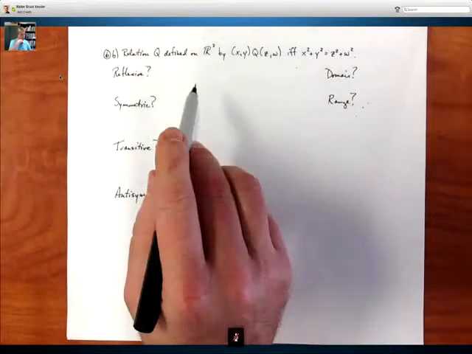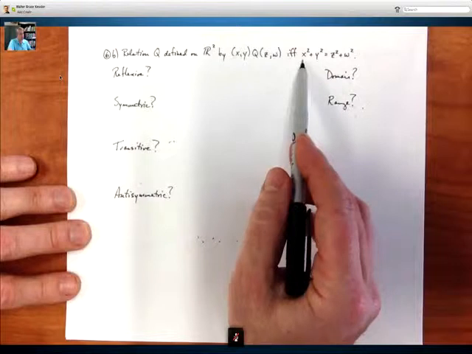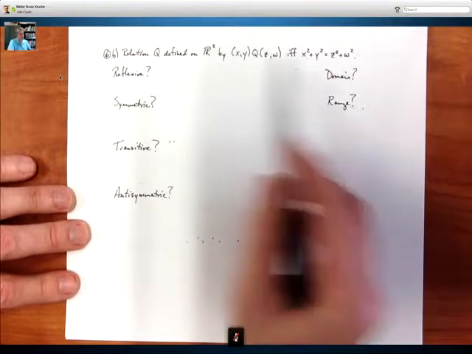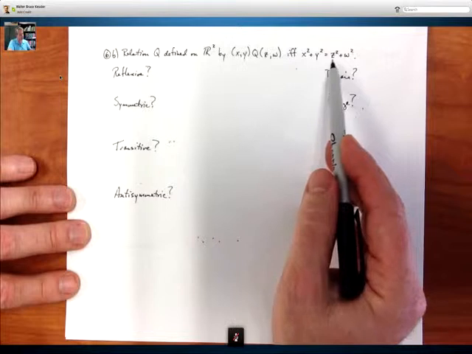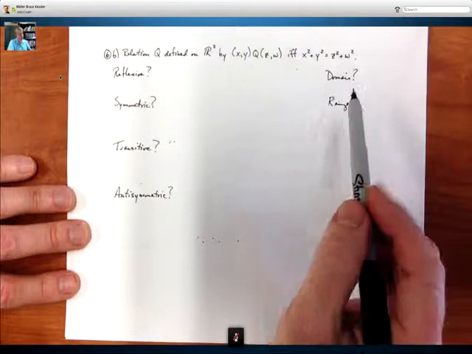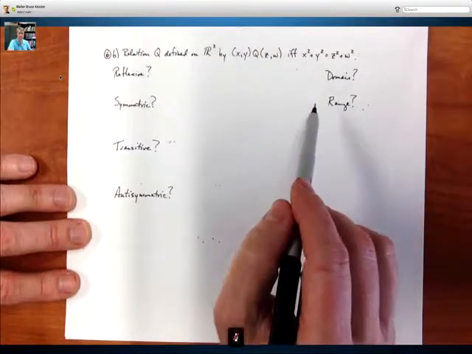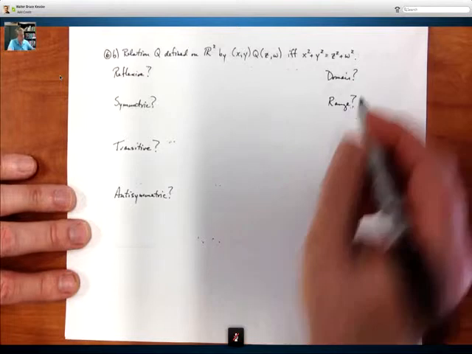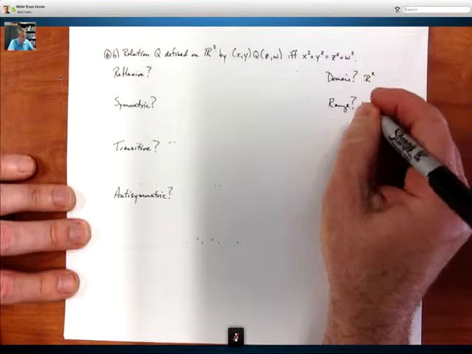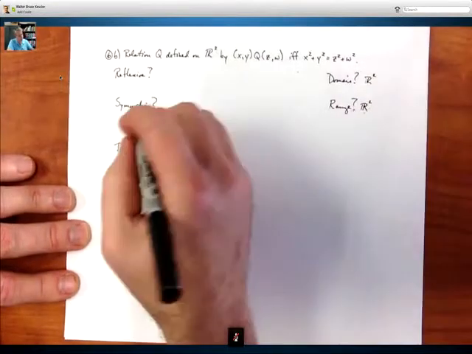6b, relation Q defined on R squared: a point is related to another point if x squared plus y squared, the x and y coordinates of the first point, equals z squared plus w squared, the first and second coordinates, each squared, for the second point, which is basically the square of their distance from 0, right? So any of the points in R2 work with this. Any of the points in R2 work in the second one.